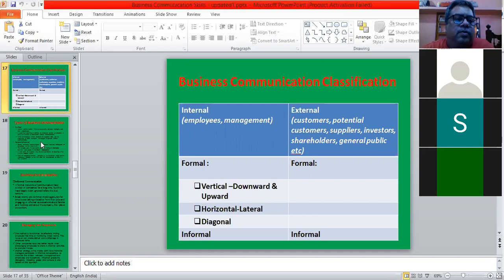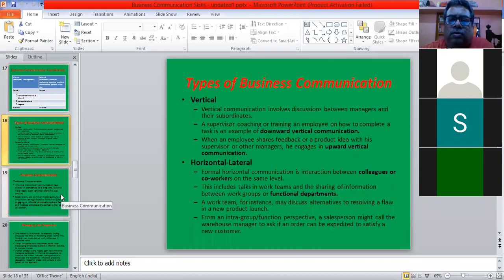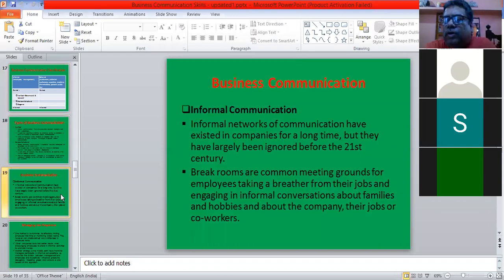To our discussions. So as we were revising, the informal form of communication is indeed a very important form of communication, because this is the communication which actually helps you to feel the pulse of the organization. So if you are a communication expert, if you are knowledgeable in communication, then the kind of communication that happens amongst employees informally will help you to gauge the health of the organization.